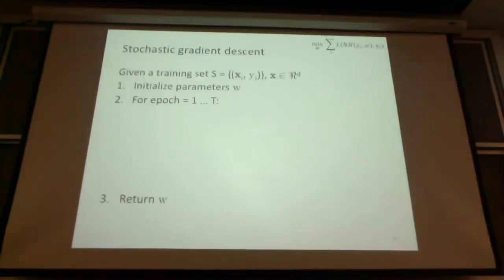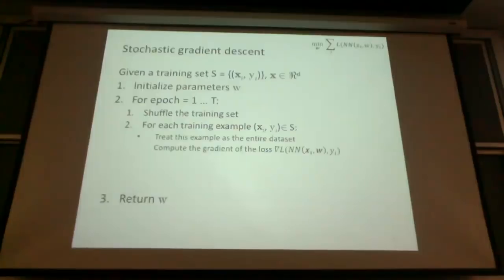The underlying idea requires us to essentially initialize the parameters in some way, and then you do multiple passes over the training data. In each pass, you shuffle the training set, you iterate over all the examples. Maybe you iterate not over the examples one at a time, but in what are called batches. But in the simplest version, you just iterate over one example at a time. You treat this example as the entire data set. You compute the loss, you compute the gradient of the loss for that one example, and you update the weights. The way you update the weights is you take a step in the negative direction of this stochastic gradient.